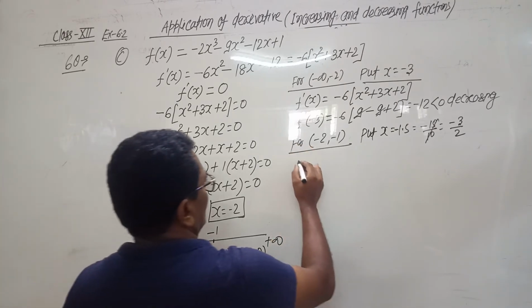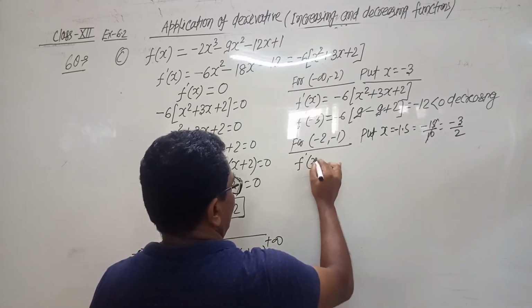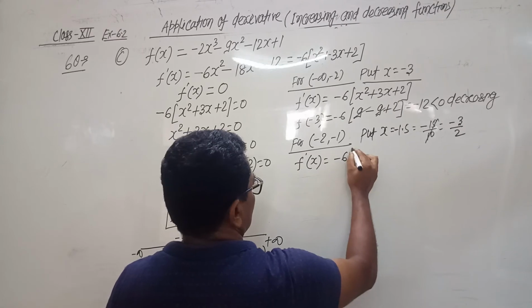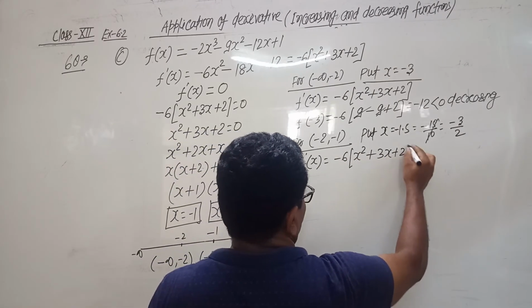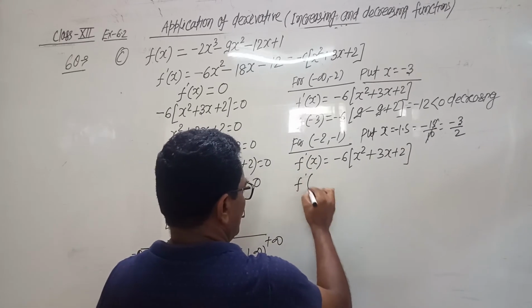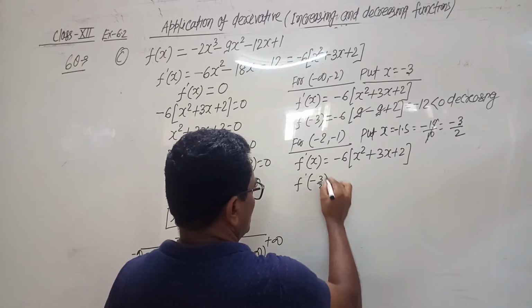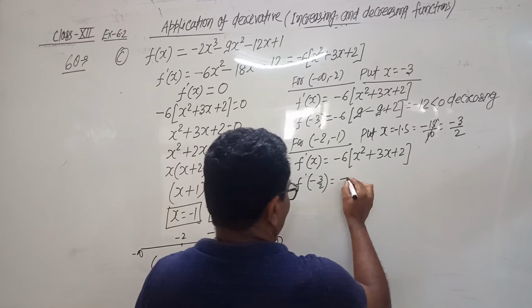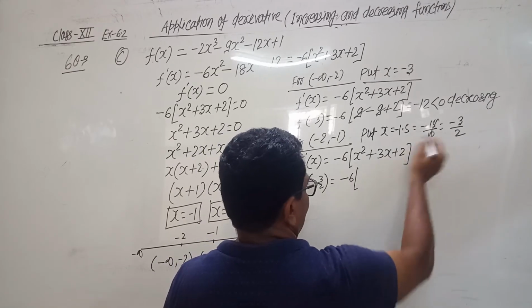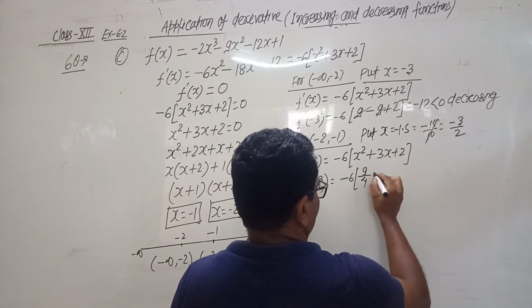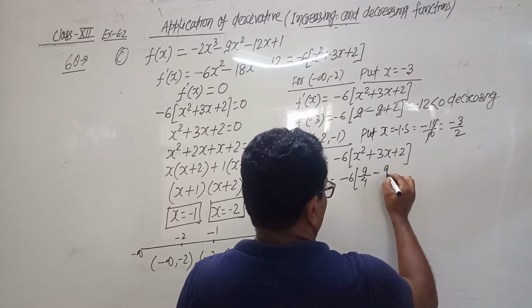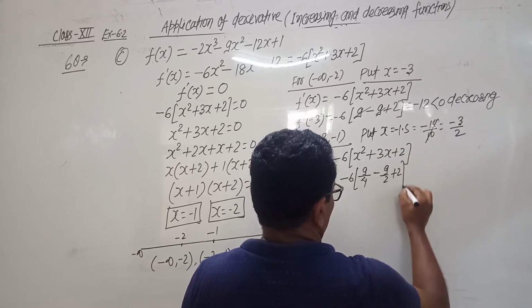So the value of f dash x is minus 6 x square plus 3x plus 2, and we have to find f dash of minus 3 by 2. So minus 6 into minus 3 by 2 the whole square, 9 by 4, plus 3 into minus 3, minus 9 by 2, and plus 2.